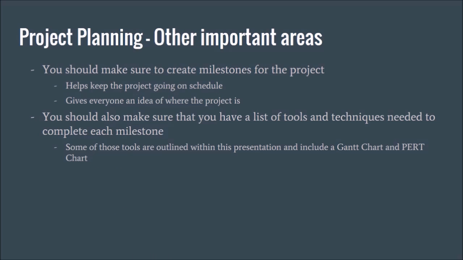There are several other important areas of project planning. One of these is creating milestones for the project. This helps keep the project on schedule, prevents schedule and cost overruns, and gives everyone an idea of where the project stands at any point in time. You should also have a list of tools and techniques needed to complete each milestone. Some of these tools are outlined within this presentation and include a Gantt chart, a PERT chart, and other such resources.